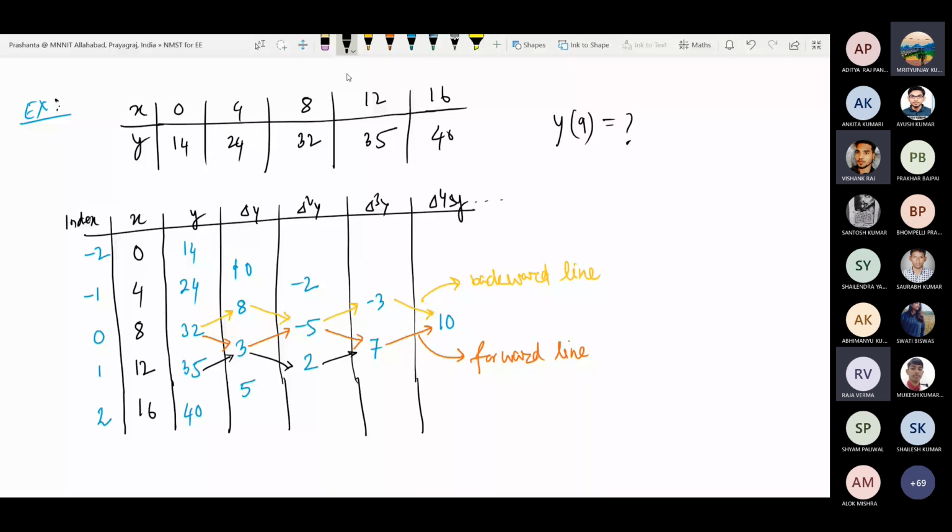Anyway, so now you know how to choose forward difference line and backward difference line. Okay, is that clear? Yes. So derivation, I will not be able to do that today because time is over.